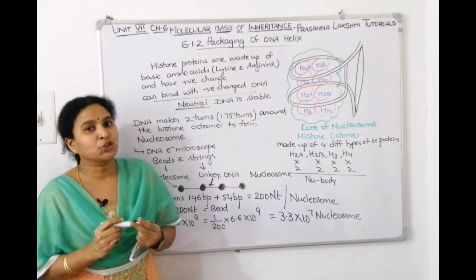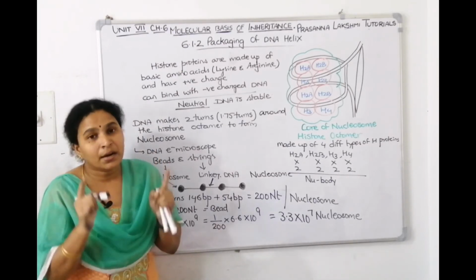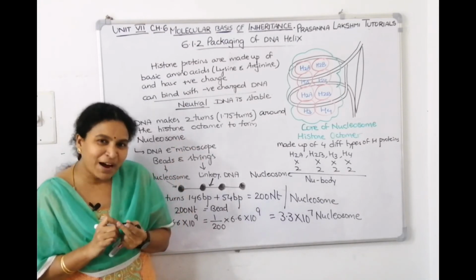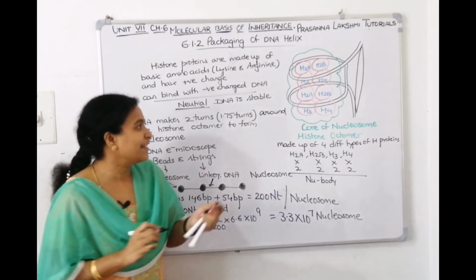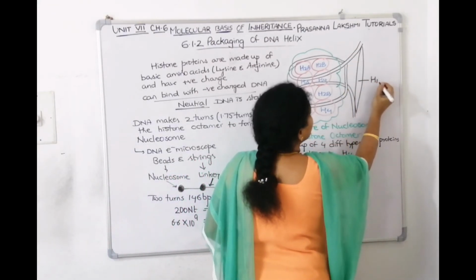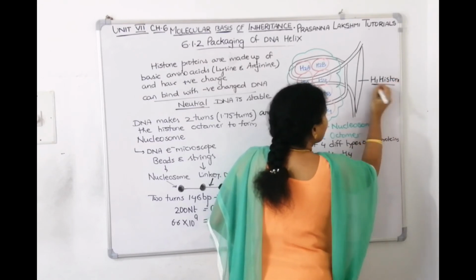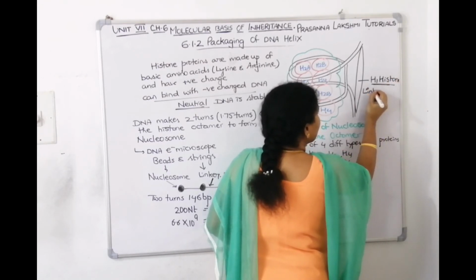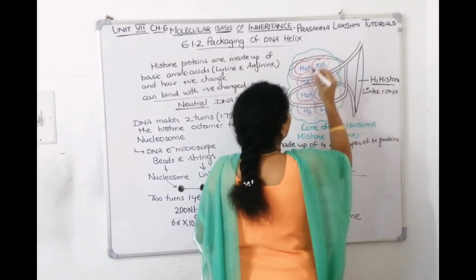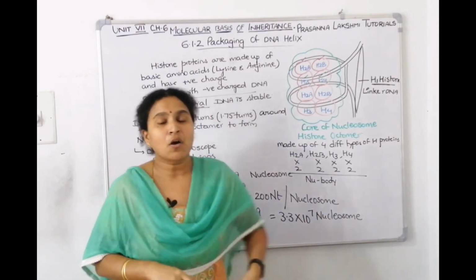So, we are saying that the histone octamer is made up of H2A, H2B, H3 and H4. Where is H1 then? H1 is not part of the nucleosome core. It's not part of the octamer. H1 is part of the linker DNA. So here is a linker DNA. With the linker DNA is the H1 histone. And H2A, H2B, H3 and H4 will be twice in the octamer.